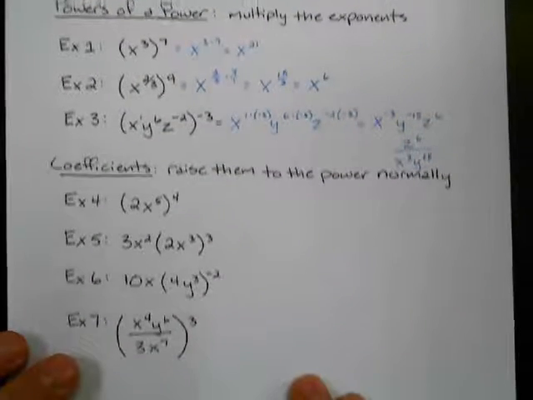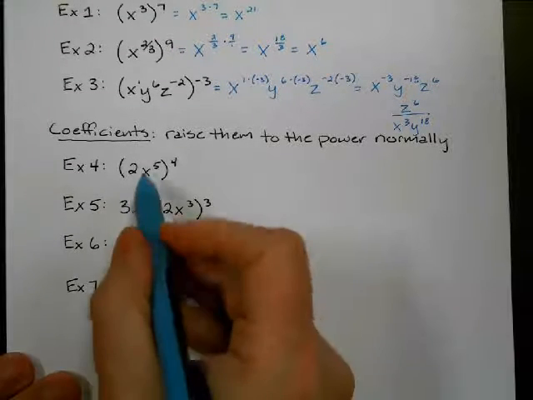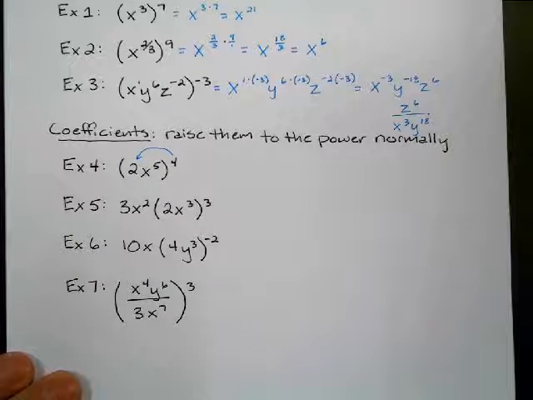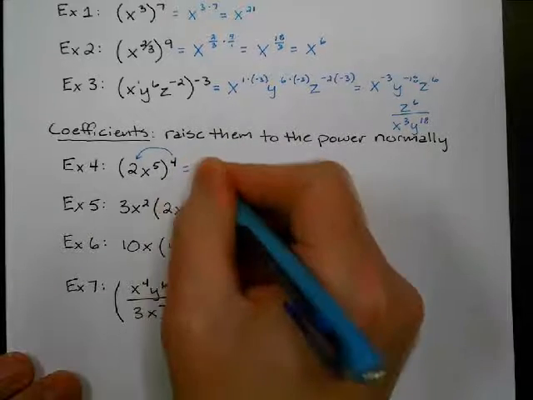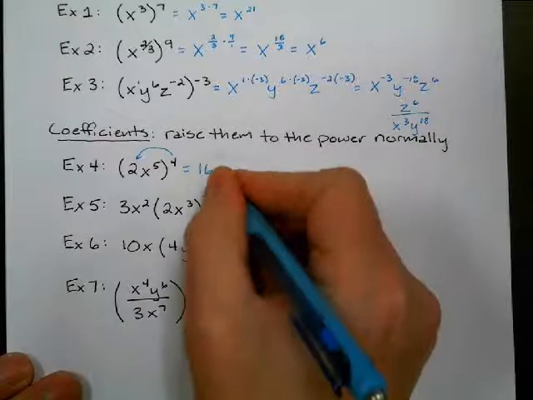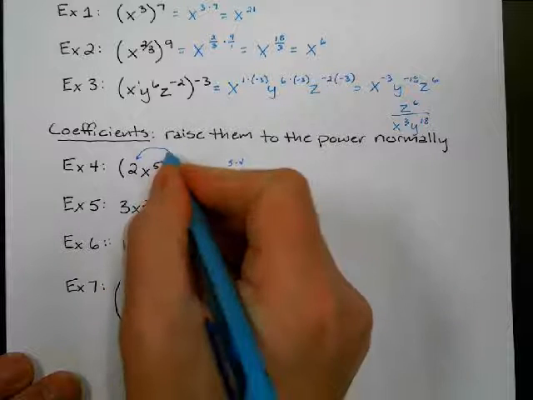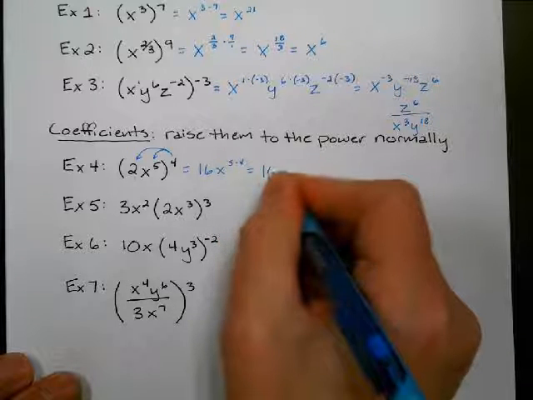All right, what happens when we have coefficients? Well, when you have a coefficient, just like our last lesson, the coefficients always behave normally. There's nothing different about those. So in this one, I'm going to take 2 to the 4th power. That's 2 times 2 times 2 times 2, which is 16. So that'd be 16, and then x to the 5 times 4. So that coefficient just behaves normally, and then I do a power to a power with this one. So this would be 16 x to the 20th.